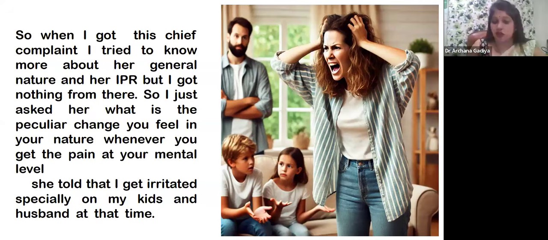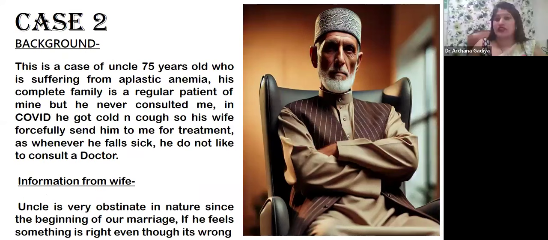So let's move on to our next case. We'll see the remedy later on. Okay, so this is another case. It is a case of aplastic anemia. This is a case of an uncle who is 75 years old, and his whole family is my patient. But he never visited me. Even though auntie and all the kids, his son and daughter-in-law, all come regularly to me for homeopathic treatment, he never consulted me.